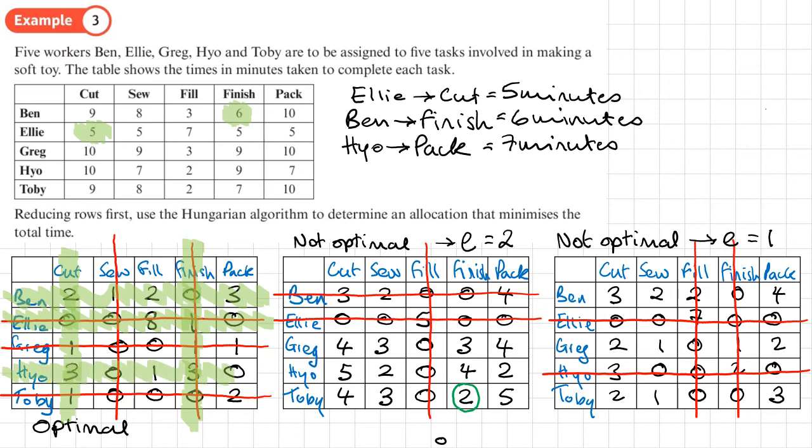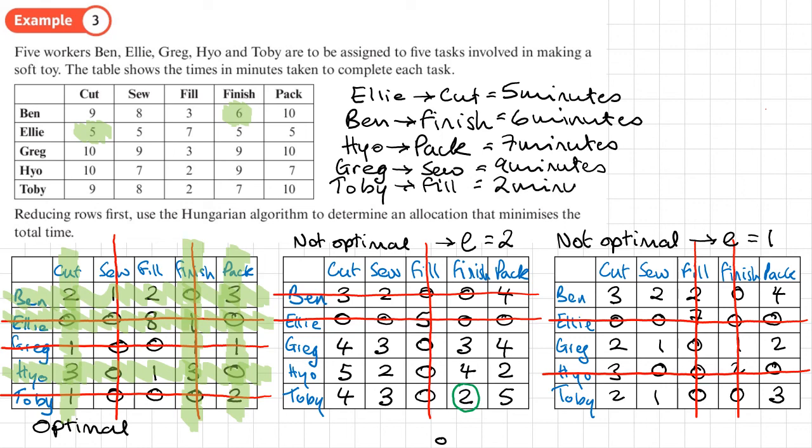So the choices come with Toby and Greg. They can do either task. The overall cost isn't going to change. So let's get Greg to sew. I'm sure he's going to enjoy sewing. That's a cost of 9 minutes. And then we'll get Toby to fill at a cost of 2 minutes. So even if I had changed the order in who I allocated, then Greg would have a cost of 3 and Toby would have a cost of 8. It still comes to a cost of 11 minutes either way.